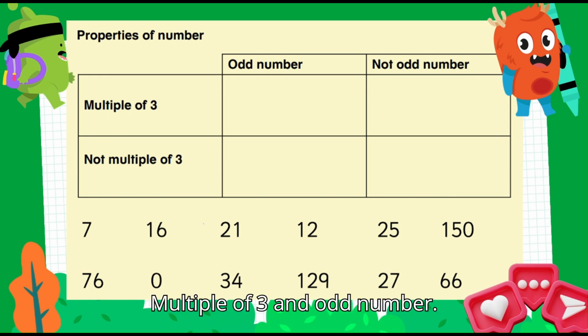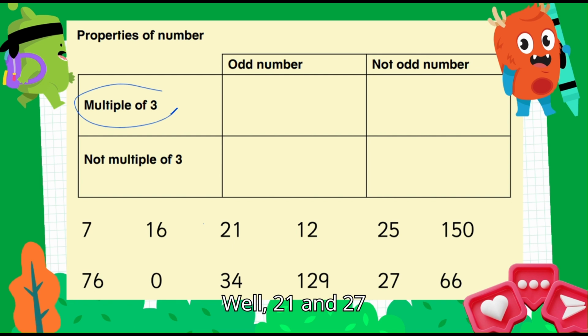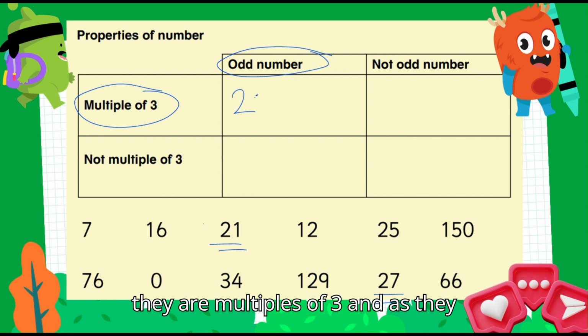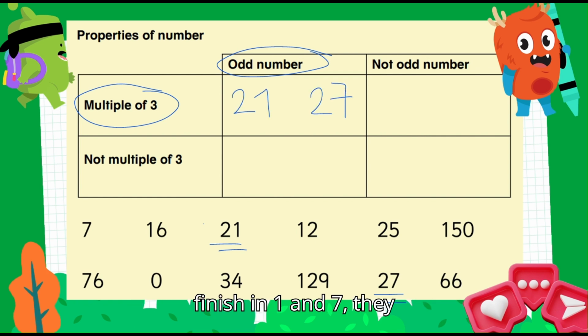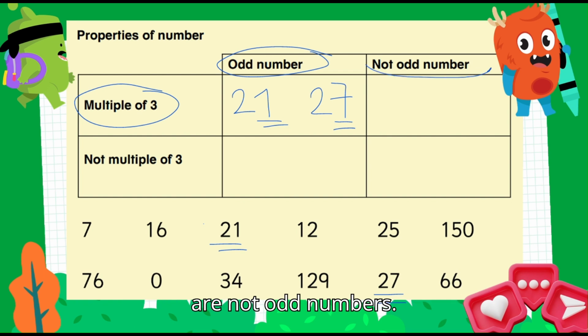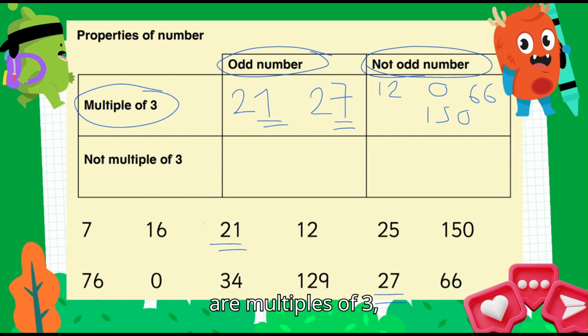Multiple of 3 and odd number. Well, 21 and 27 fit perfectly here because we know that they are multiples of 3, and as they finish in 1 and 7, they are odd numbers. Now let's go with multiples of 3 that are not odd numbers. So 12, 0, 66, and 150 are multiples of 3, but they are not odd numbers because they finish in 2, 0, 6, and 0, right?